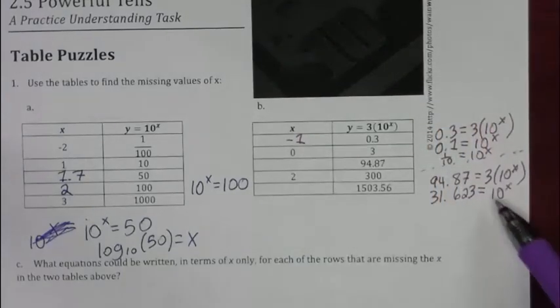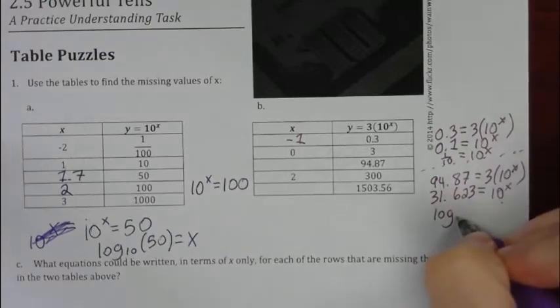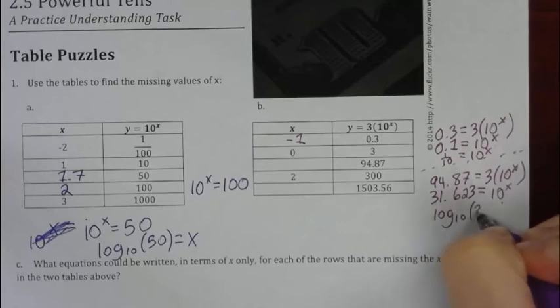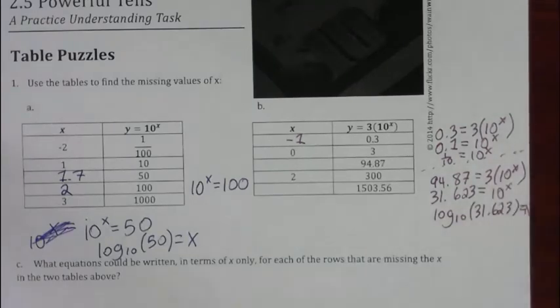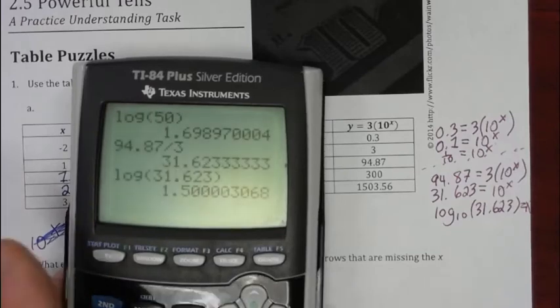Now once I'm here, since this is just 10 to the x, I can rewrite that as a logarithm. So I have log base 10 of my answer there, 31.623, and that will equal x. So I just put that into my calculator, and we can see that happen. That would be log of 31.623, and that would equal 1.5.